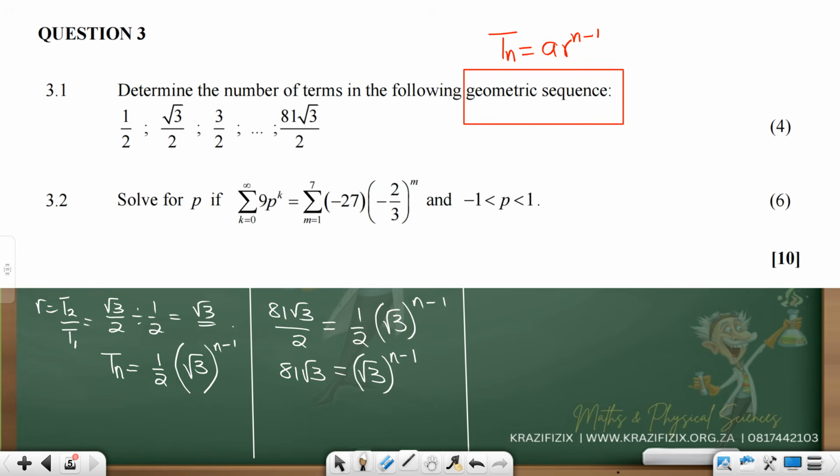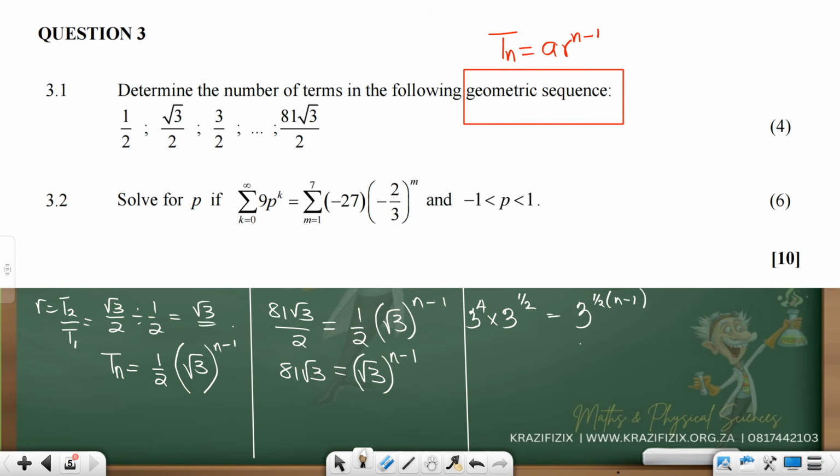Okay, look at this. I know you all run to logs. But 3 to the power 4, now, 3 to the power 4 times 3 to the power half, because root 3 is 3 to the power half, will be equal to what? 3 to the power half into bracket n minus 1.